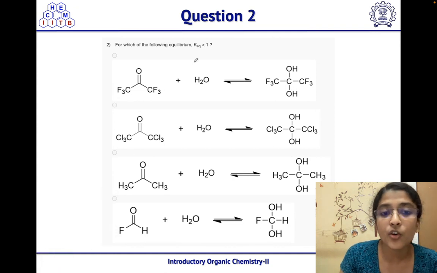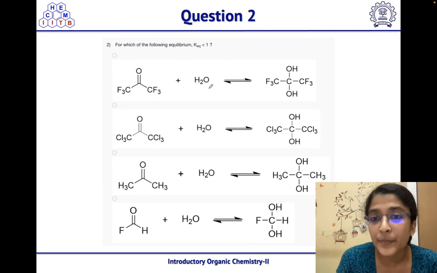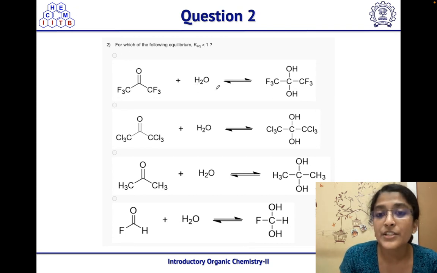So we can see all the four options. Here they have given a hexafluoroacetone derivative, here a hexachloroacetone derivative, here acetone, and here a fluoro-substituted formaldehyde. They have given examples of hydration reactions and asked in which of the cases KEQ is less than 1. That means in which of the cases the starting material is less prone to react to give the hydrate.